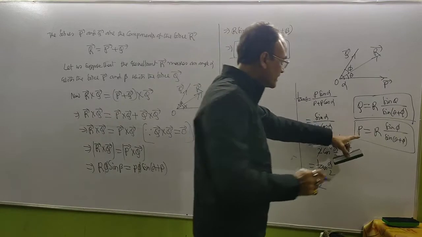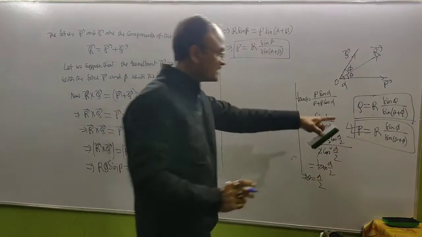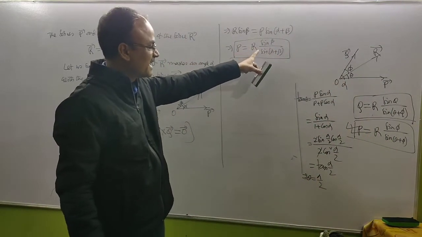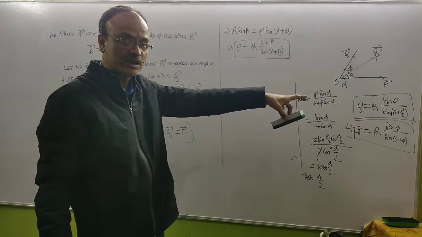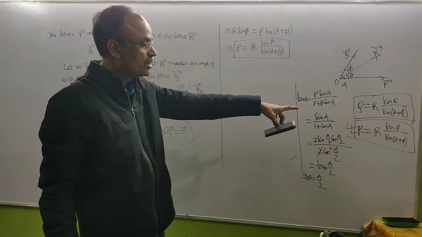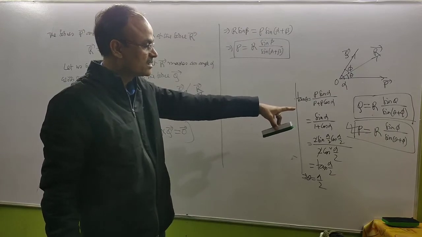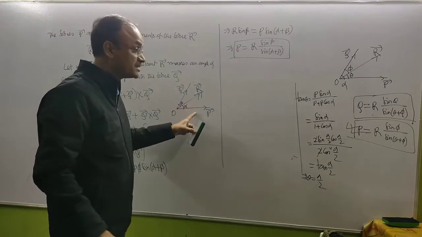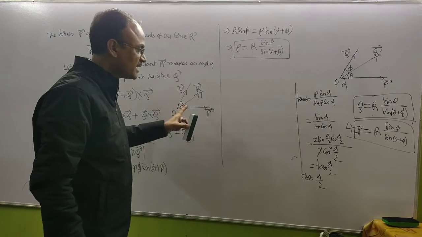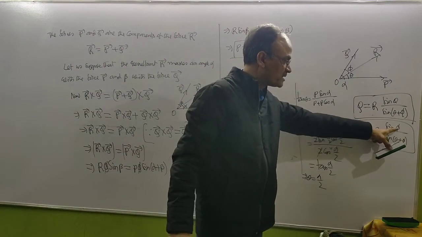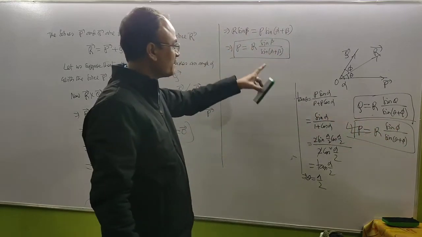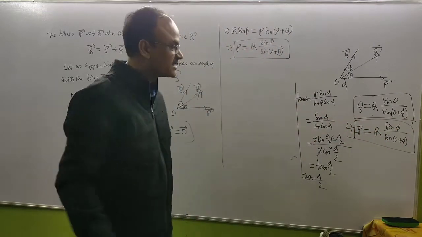Compare this with the previous result. It is the same thing: R sine beta divided by sine of alpha plus beta. In the previous example we took the angle between R and P as theta and between R and Q as phi. Therefore, replace phi by beta and theta by alpha, and you will get the same result.